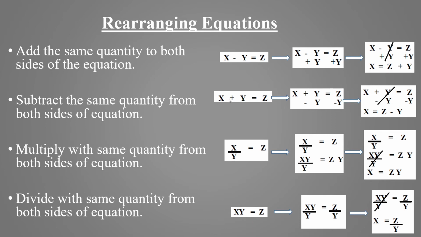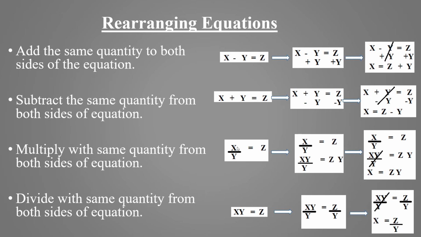In this example, I want to move this y to the other side of the equation, but this y is being added here. So the opposite of this will be subtraction. I will subtract y from both sides of the equation. And again, this will cancel out, and I will have x equals z minus y.